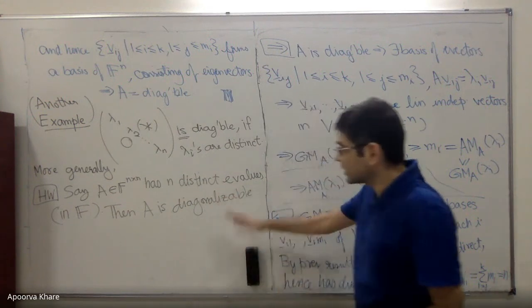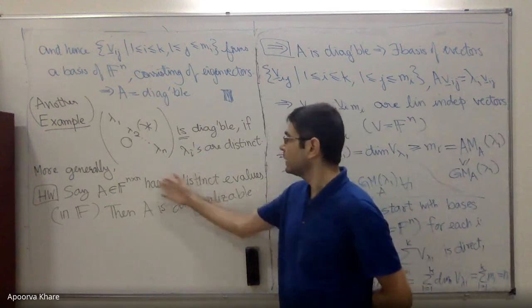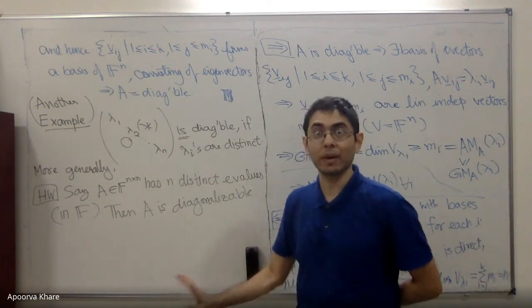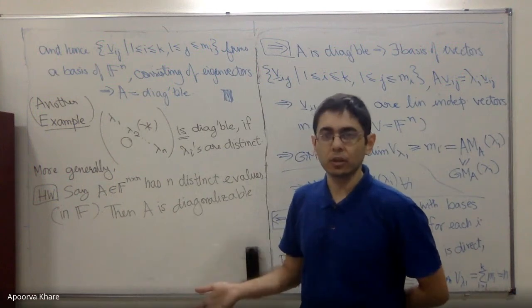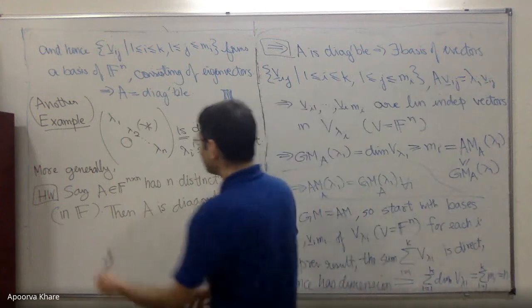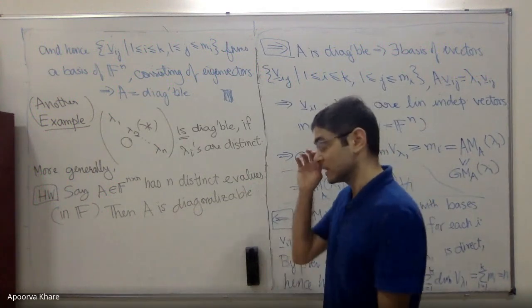Of course, the converse is clearly not true. For example, if A is diagonalizable, it need not have distinct eigenvalues. For example, the identity matrix. It has all the same eigenvalues. But of course, it is diagonal and hence diagonalizable. So the converse is not true, but certainly if A has distinct eigenvalues, that is a very easy way to check, to know that it is diagonalizable.